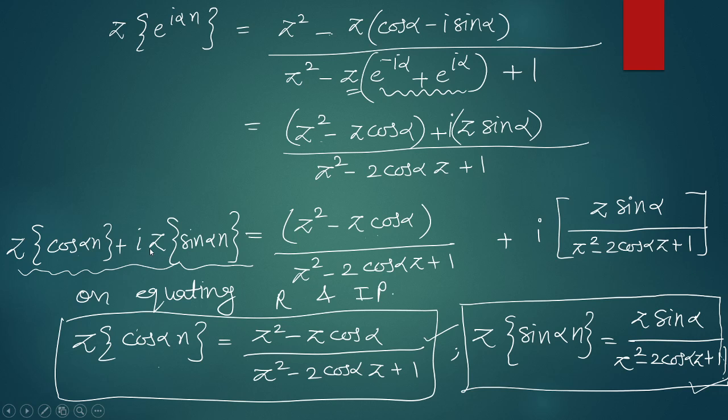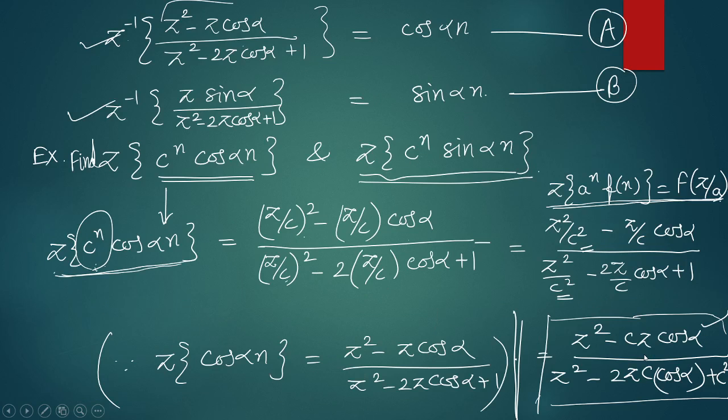On equating real and imaginary part, here left hand side of the equation 2 is Z transform of cos alpha n plus i times Z transform of sin alpha n. On equating real part, we get the value of Z transform of cos alpha n, and equating the imaginary part of this equation, then we get Z transform of sin alpha n. These two equations we can write in the form of z inverse. We get these values, equation number A and B.